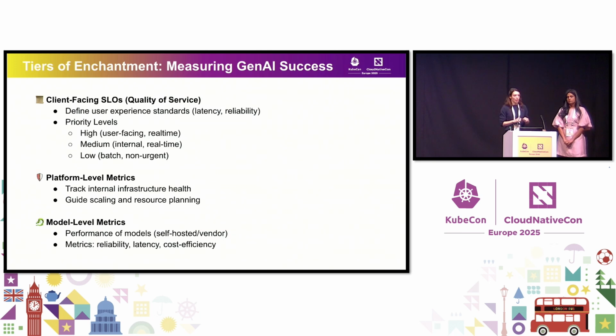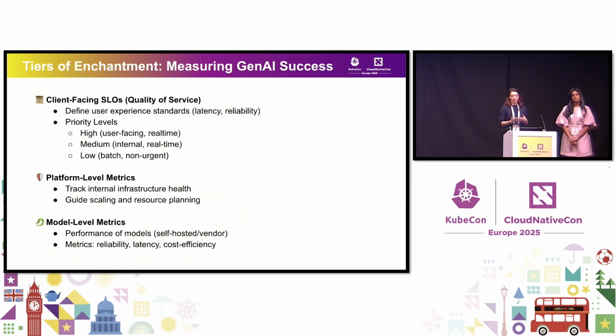So measuring our GenAI success. We have client-facing SLOs that determine our quality of service. So these are crucial for our SLAs. So these metrics define user experience and ensure that our platform delivers on promised reliability, latency, and performance. And we have different levels. So for a platform, you might want to have a high priority level. So user-facing real-time, medium, maybe that's like internal real-time, and then low. So our batch inference that doesn't need to run on a specific time.